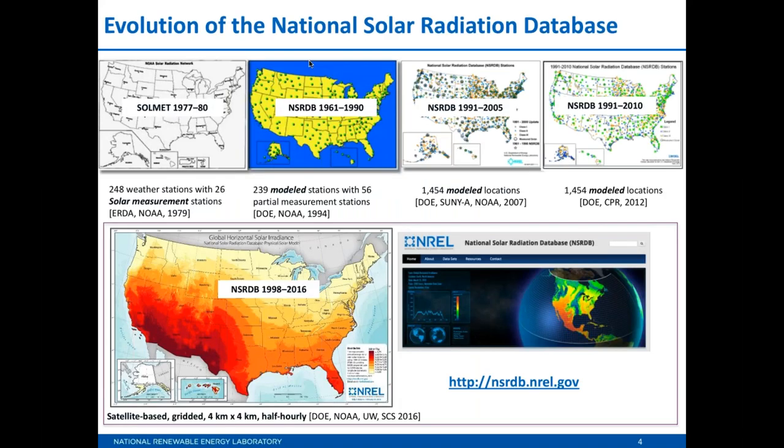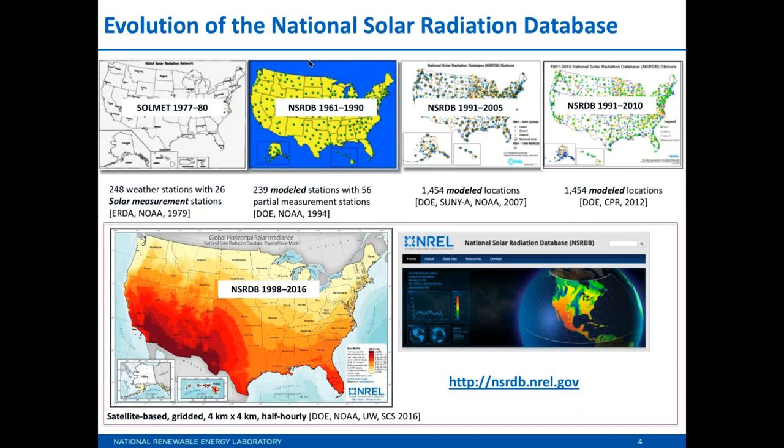So, evolution of the NSRDB. The NSRDB started as essentially a model data set for stations which were primarily airports where there were surface observations. No solar radiation generally. It was mostly cloud cover information from observers and other meteorological measurements. This cloud cover information was translated into a solar radiation estimate using the METSTAT model, and the number of stations increased over time. As you can see, we first had 77 to 80, 61 to 90, 91 to 2005.